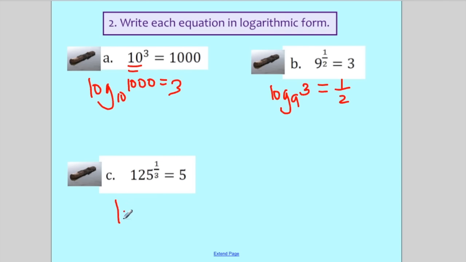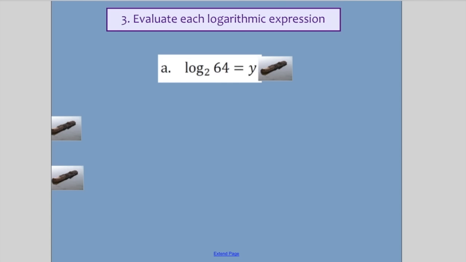And this one, it'd be log base 125 of 5 is equal to the exponent. Okay. So there is writing it into log form, so going backwards. Now we're going to use those rules to evaluate each logarithmic expression.